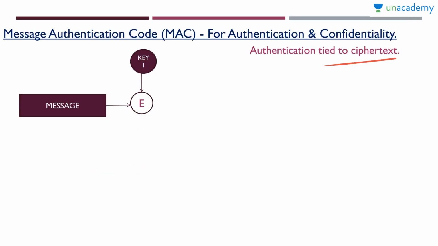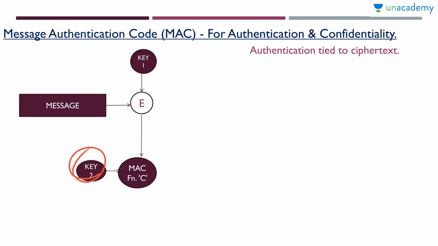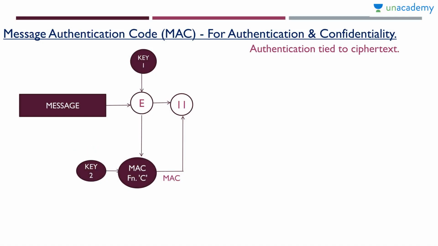First we'll have a message, and there will be an encryption algorithm and a key. We apply the message and key in the encryption algorithm and we'll get an output. This output plus another key is applied to the MAC function, and we'll get another output, which will be a MAC, that is a message authentication code. The encrypted message, that is the corresponding cipher, will be here. The MAC function produces this output, and it is appended with the encrypted message, that is the cipher.